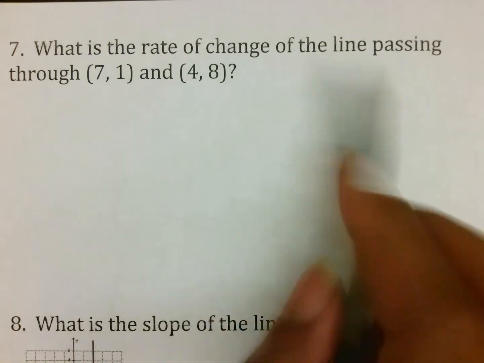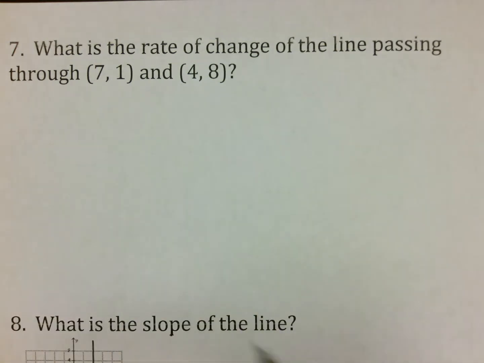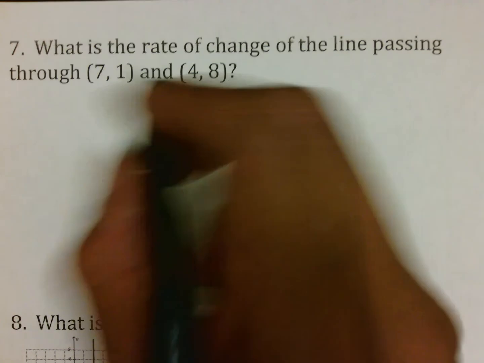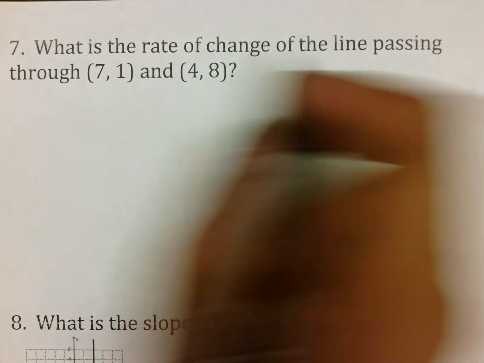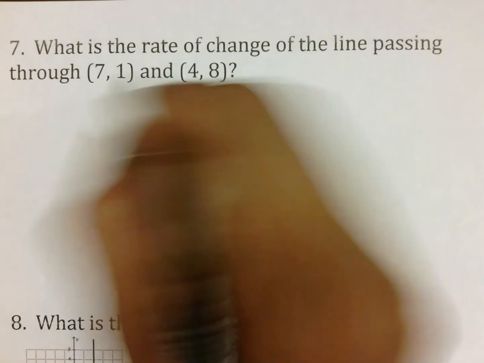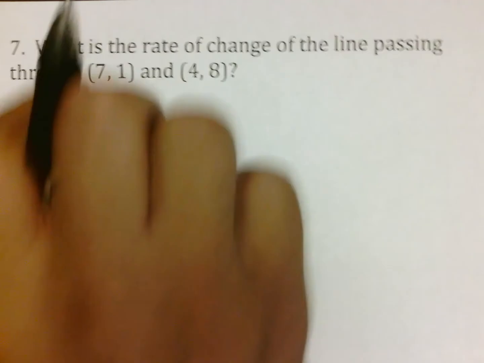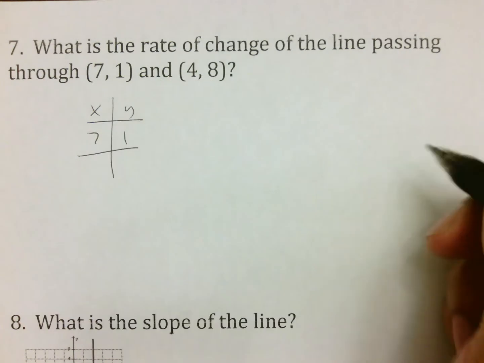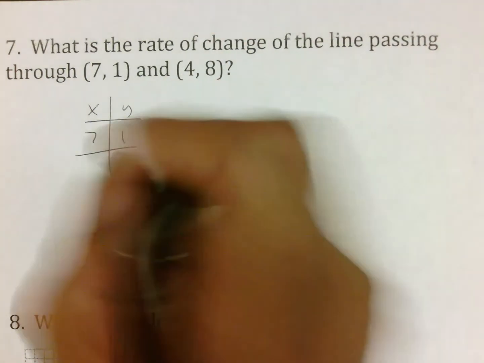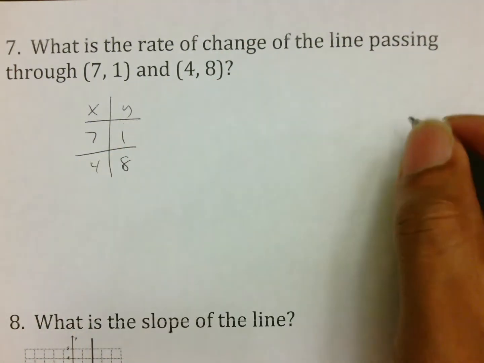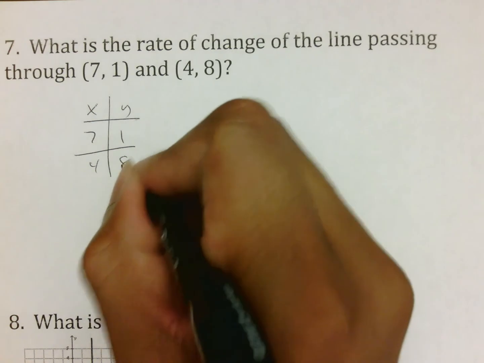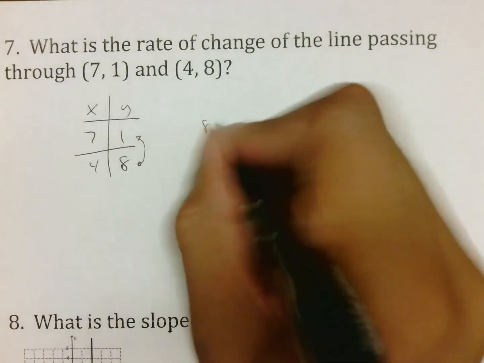7 asks about the rate of change of a line passing through 2 points. And what we talked about on this lesson is rate of change is still slope, which is your y2, y1, but I did not like how these were set up. So if you remember, what I taught you to do is just take that first point, 7, 1, and put it here. Take the second point, 4, 8, and put it here. And then once I did that, I can use the table to do slope the way I learned before.